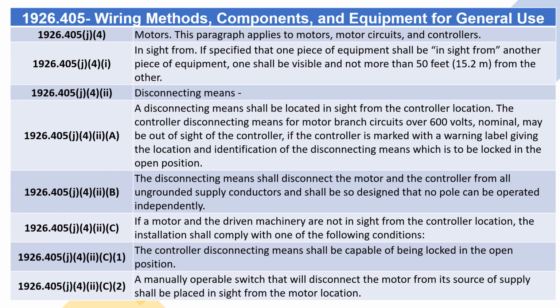1926.405(j)(4) The disconnecting means shall disconnect the motor and the controller from all ungrounded supply conductors and shall be so designed that no pole can be operated independently.